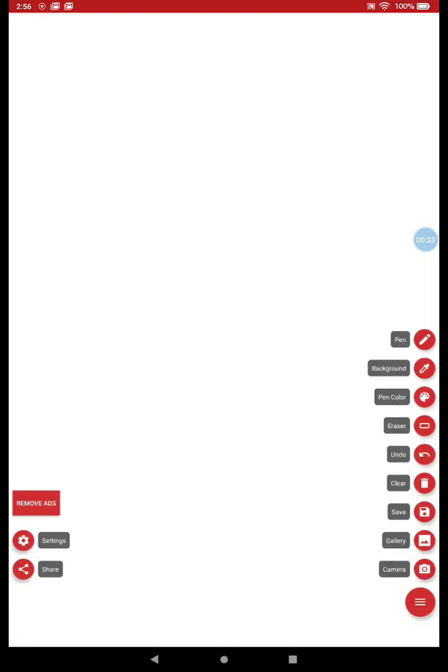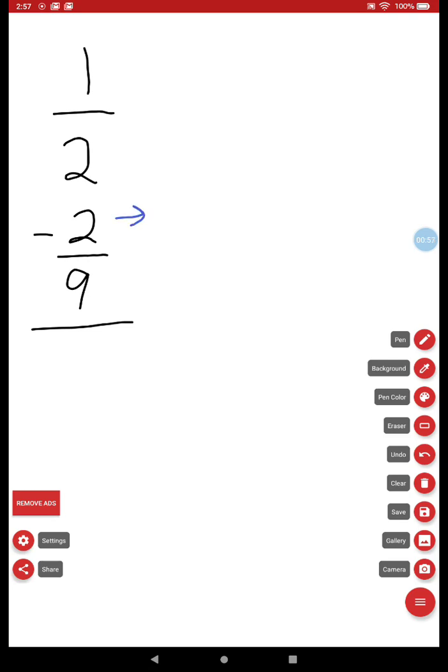Our first example is going to be 1/2 subtract 2/9. All right, now, when I subtract fractions, remember, I'm not subtracting the denominators. So that means I need to have a common denominator. So let's rewrite it. Subtraction sign, equal bar. Can I change a 2 into a 9? No, I can't. So look at your tens chart.